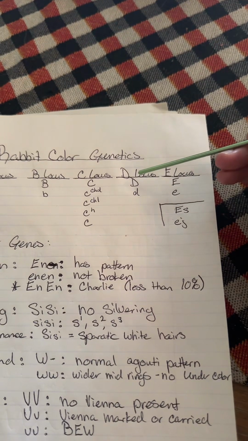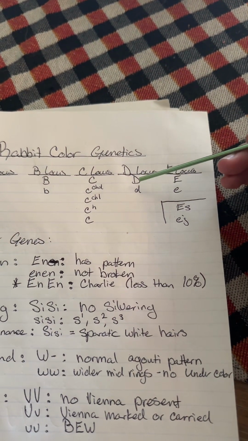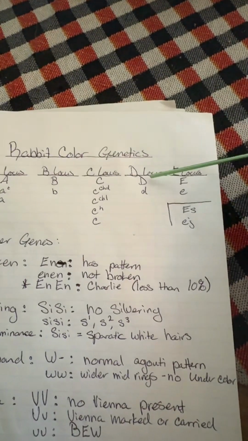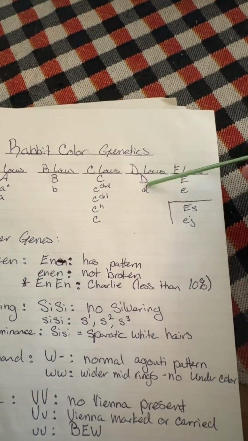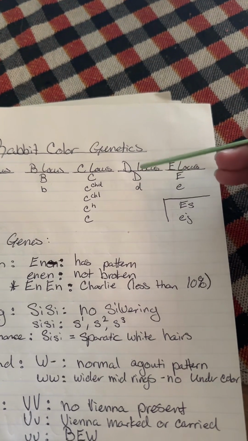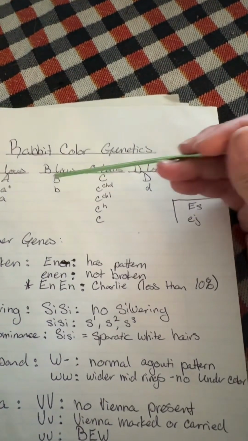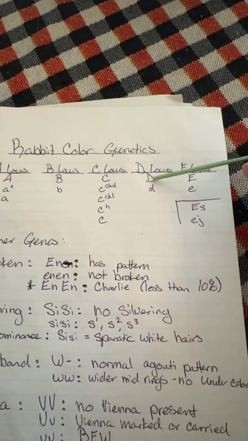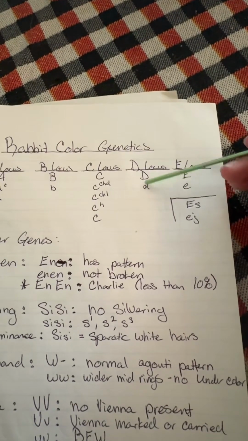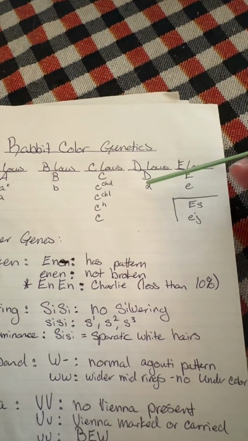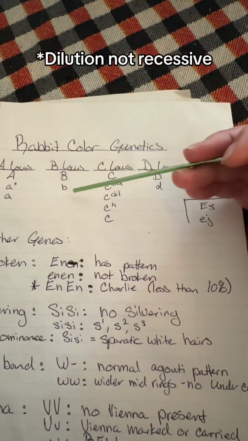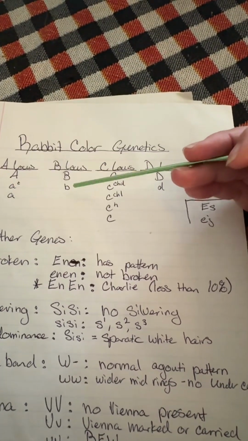So next we're going to come to the D locus, and that is going to be the dilution of our B locus. So this is going to create your lilacs or your blues. The dominant trait here is the intense, and that's going to produce the black or chocolate. But if your rabbit has two recessive of the dilute gene, it's going to create either the blue or lilac. Blue being the recessive of the black, and lilac being the recessive of the chocolate.